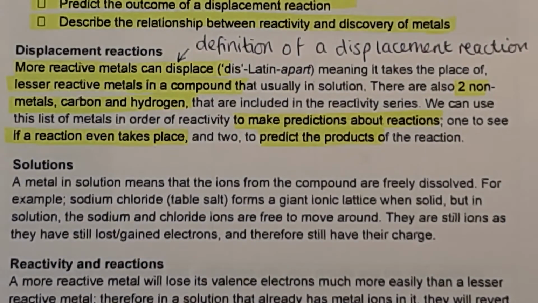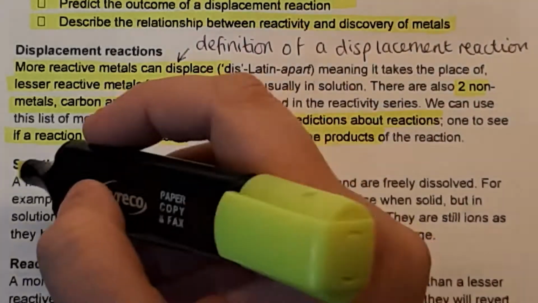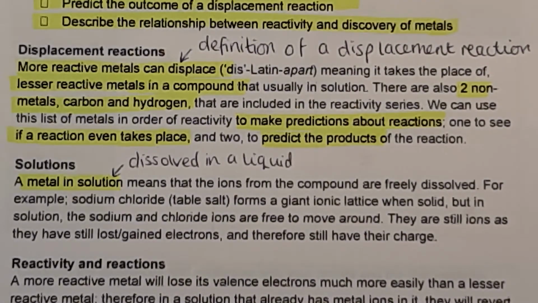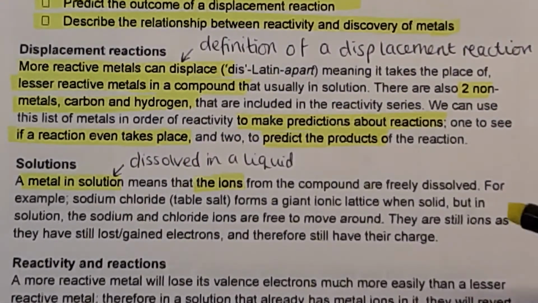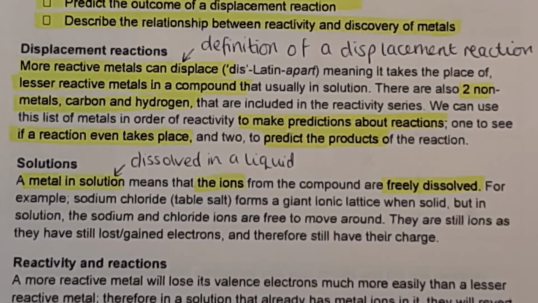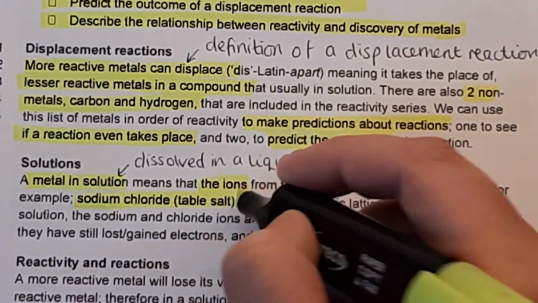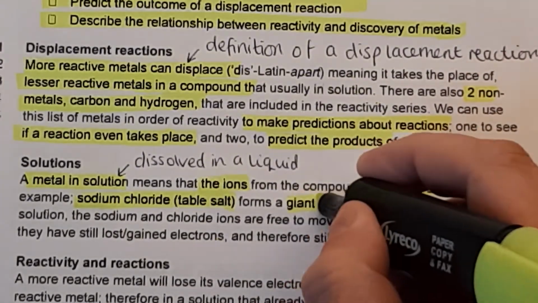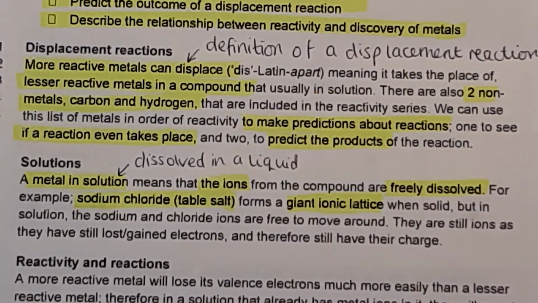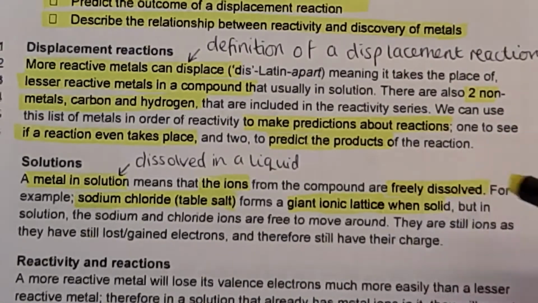So moving on to solutions. A metal in solution means it's dissolved in a liquid. This means that the ions from the compound are freely dissolved. So for example, sodium chloride, that's table salt, literally the salt you put on your chips, forms a giant ionic lattice. We're going to look at that in a minute, but only when it's solid.